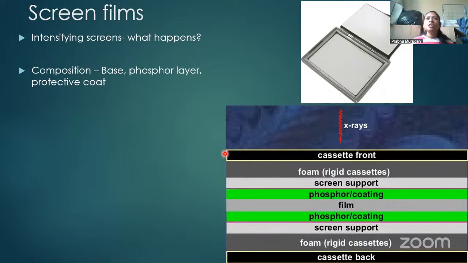extraoral film cassette. Since the film is sensitive to visible light, the screen is going to convert the X-rays into visible light. Once you do the X-ray exposure, the phosphor layer in the intensifying screens will convert the X-rays into visible light. So the radiation exposure is very, very less for the particular patient. Also, the scattered radiation or low dose photons are going to be removed. So the screen films basically are to reduce the radiation exposure only.